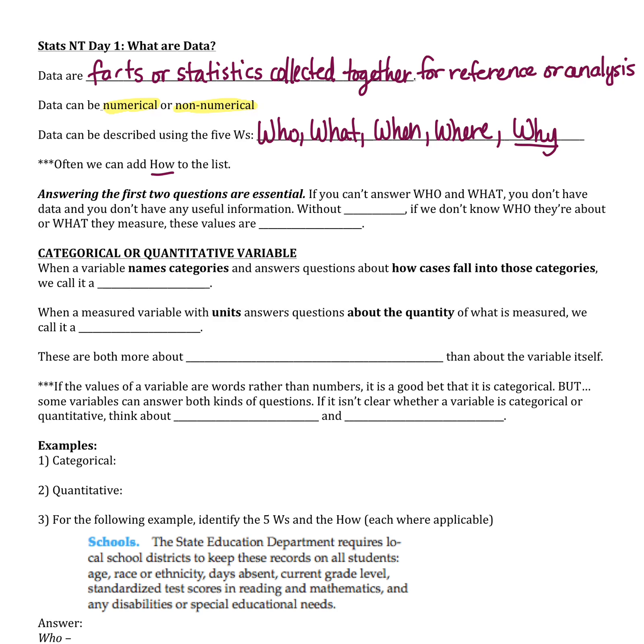Answering the first 2 questions is essential. If you can't answer who and what, you don't have data and you don't have any useful information. So, who and what are absolutely necessary. Remember that without context, if we don't know who we're talking about or what they measured, the values are absolutely meaningless. So, you have to have context to your problem. And I know throughout the year we've really been working on that.